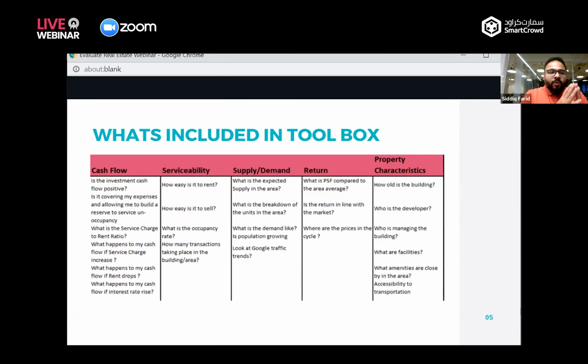So cash flow is important, and obviously cash flow positive. Generating cash flow is important. It's making sure it's covering all your expenses. If you have a mortgage or any debt on it, it's covering all your debt, and it's allowing you to build enough reserve from that investment that if the property is vacant for a long period of time, or something happens, you can sustain that investment because you have built a healthy reserve.